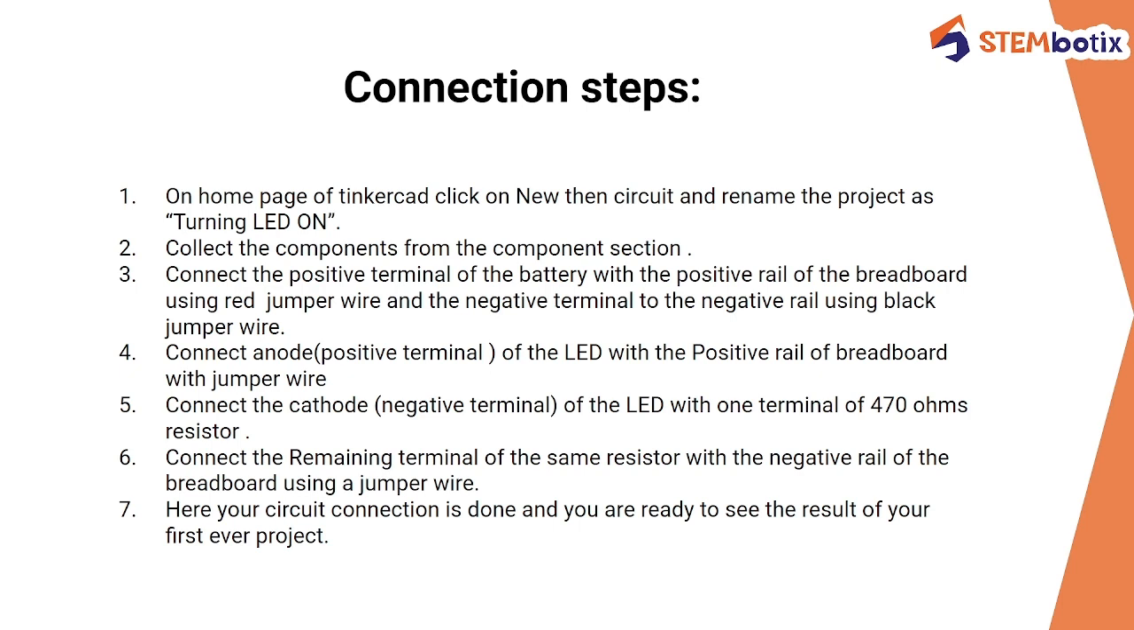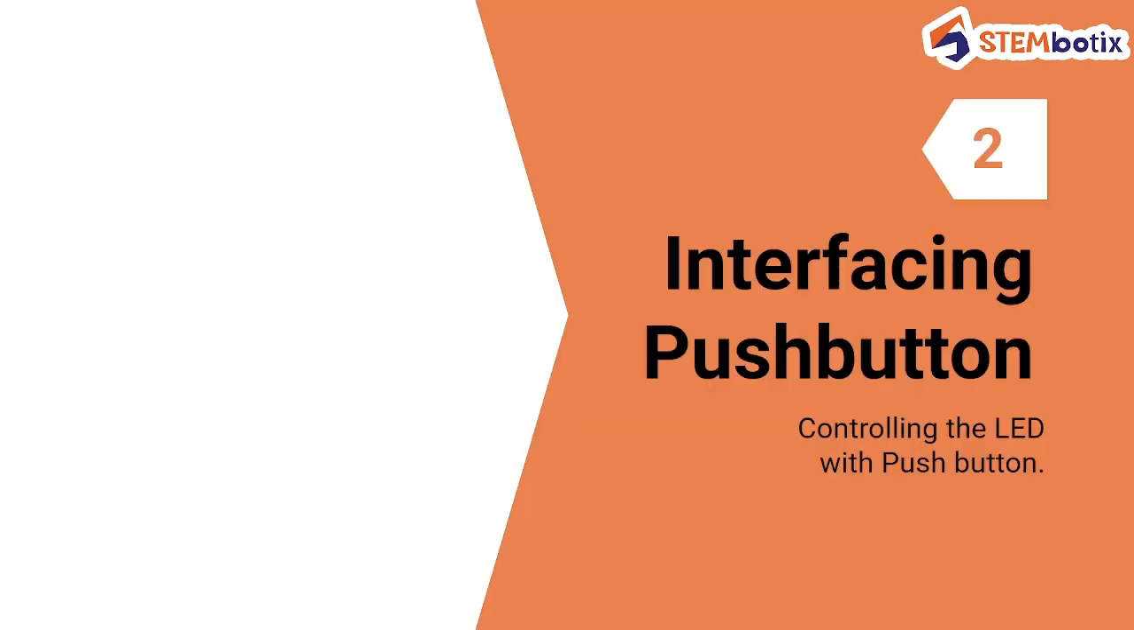Connect anode of LED with positive rail of breadboard using a red jumper wire, and connect the cathode, which is the negative terminal of LED, with one of the 470 ohms resistor using a jumper wire. Connect the remaining terminal of the same resistor with the negative rail of the breadboard using a black jumper wire. So your circuit connection is done and you are ready to see the result of your first ever project. So this was a simple LED turning on project.